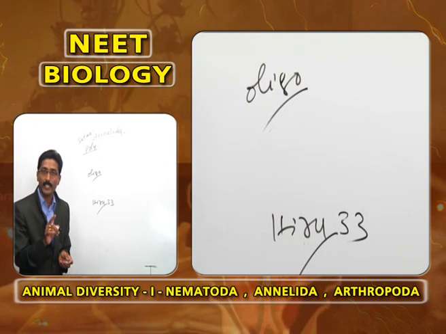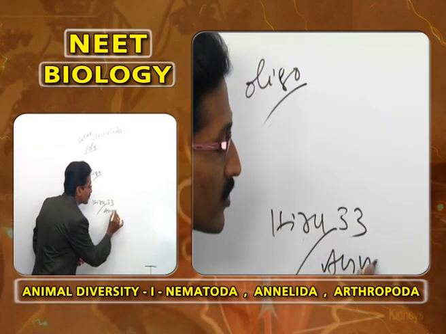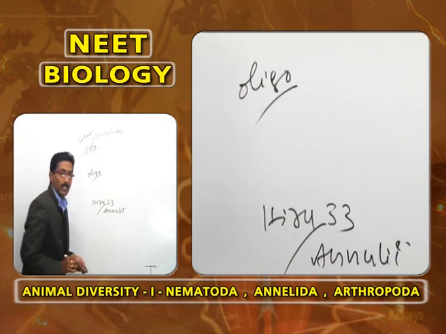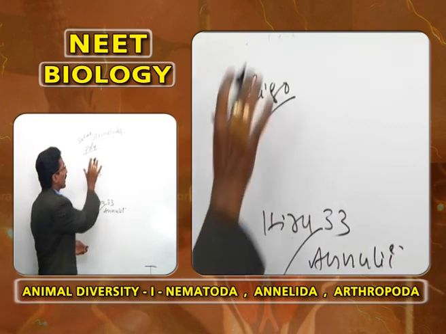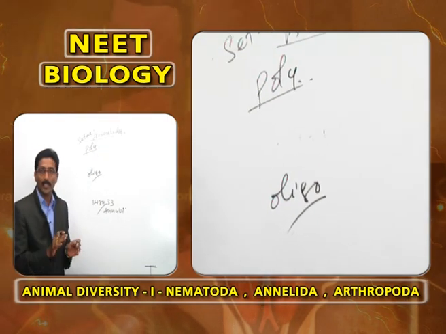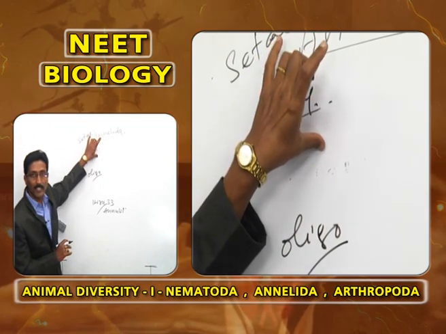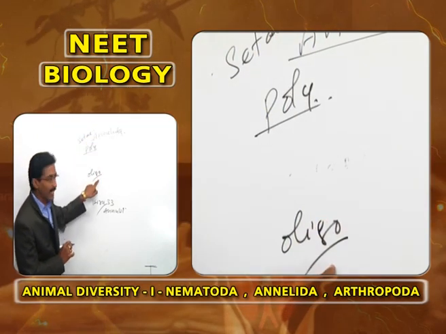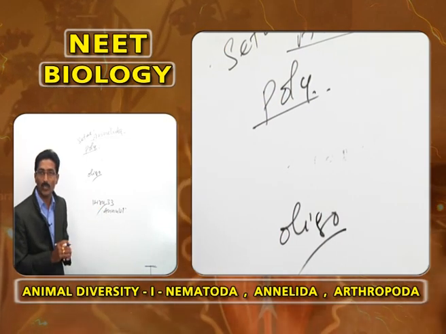And each segment is subdivided. They are called annuli. Now, as we observe the Polychaeta, all are unisexual. The male and the female are separate. In the Polychaeta, the cephalization is very distinct, whereas in the Oligochaeta and Hirudinea, the cephalization is totally absent.